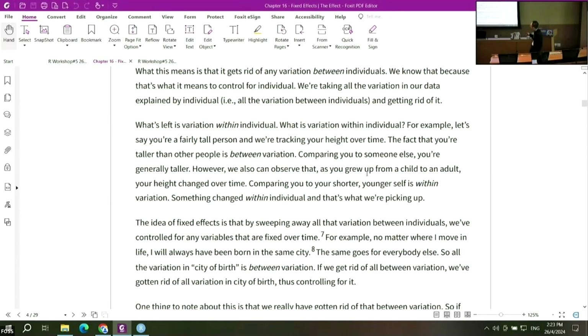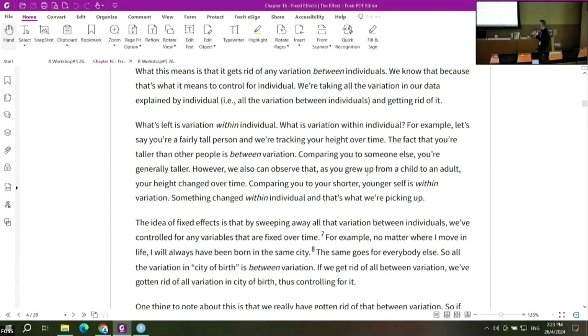However, we can also observe that as you grew from a child to an adult, your height changed over time. Comparing to your shorter, younger self is within variation, something called within individual, and that's what we are picking up using fixed effects. So we control within, but not across variation between individuals. So the idea of fixed effects is that by sweeping away all the variations between individuals, we've controlled for any variable that is fixed over time.